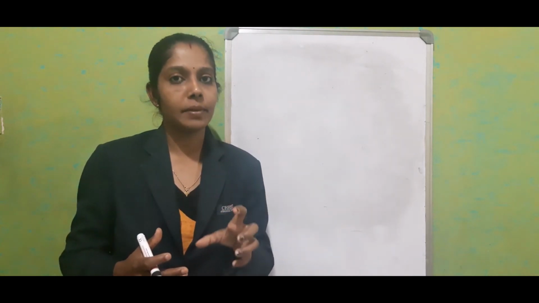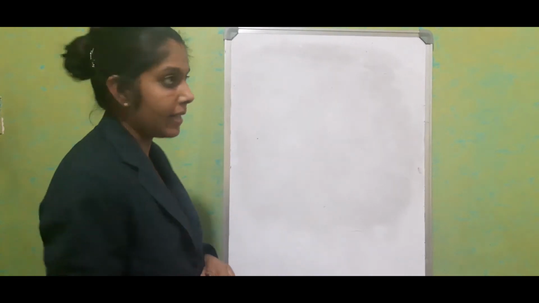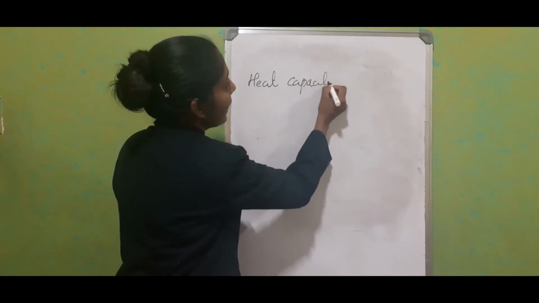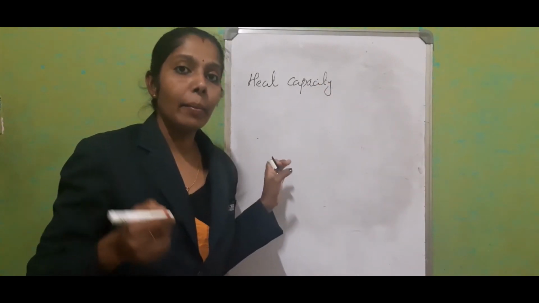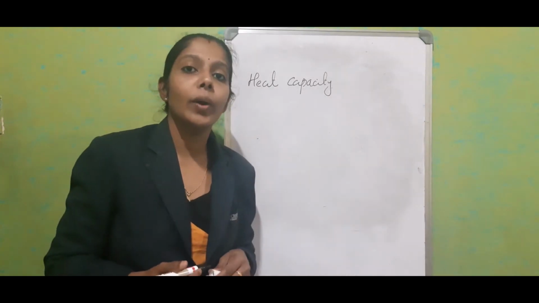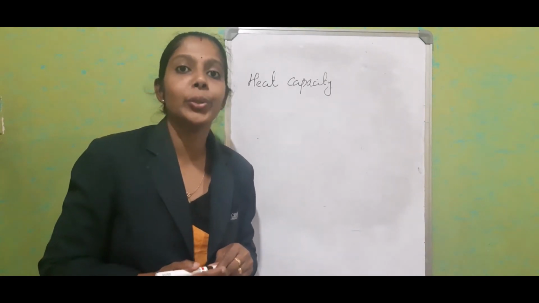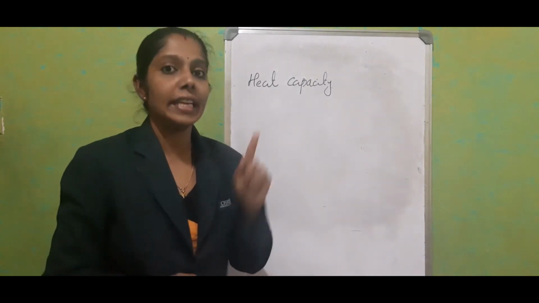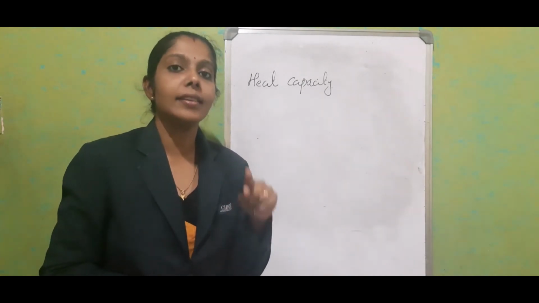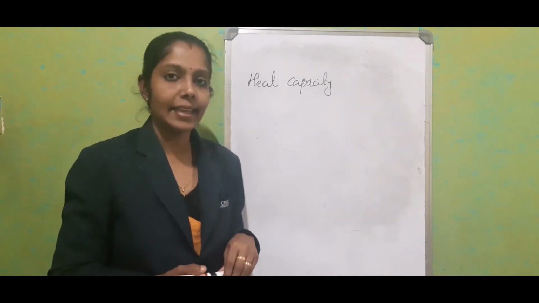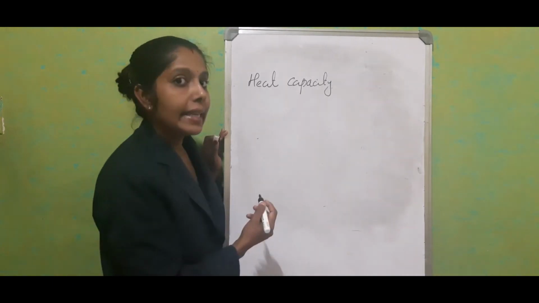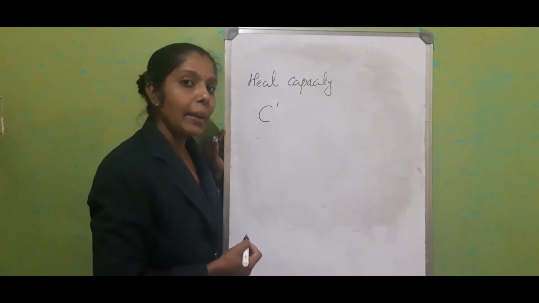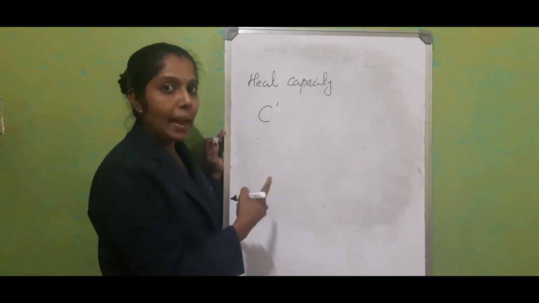Normally we express this in terms of heat capacity. Heat capacity is the amount of heat energy required to raise the temperature of a body through 1 degree Celsius. We always represent heat capacity with capital C dash. Heat capacity is always expressed as capital C dash.